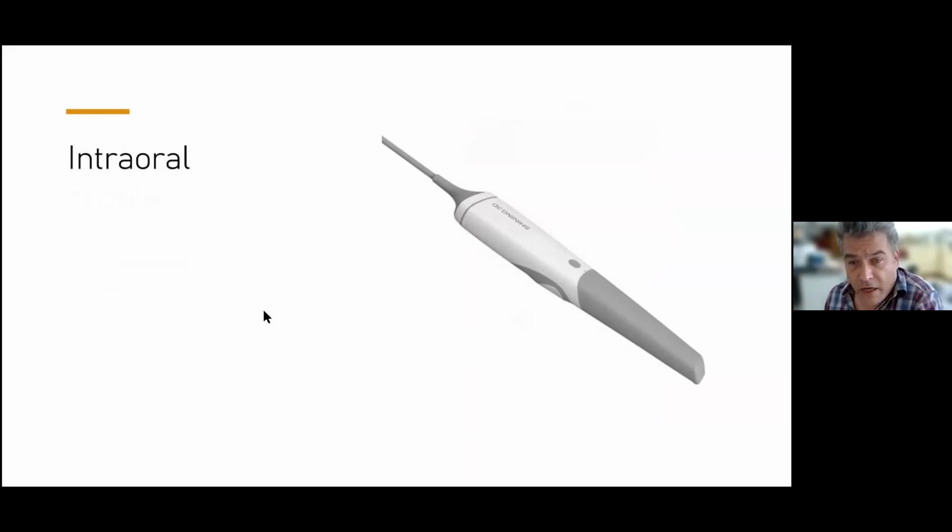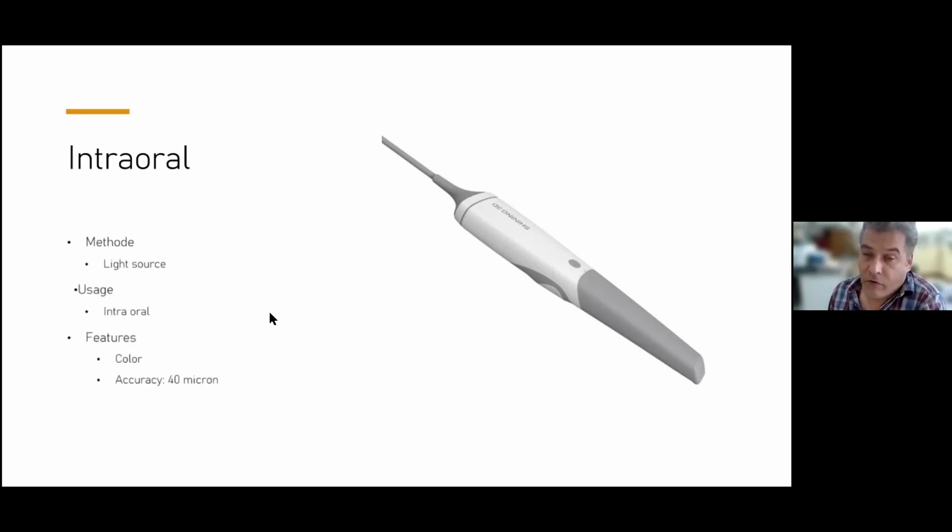Intraoral scanner, for example, like this one, this is an Intraoral Scan 3, the newest model from Shining 3D on the market. Also here you have a light source and a mirror which will capture it. It's used for intraoral scanning. Like I said, we have color scan also, and below 40 microns now.